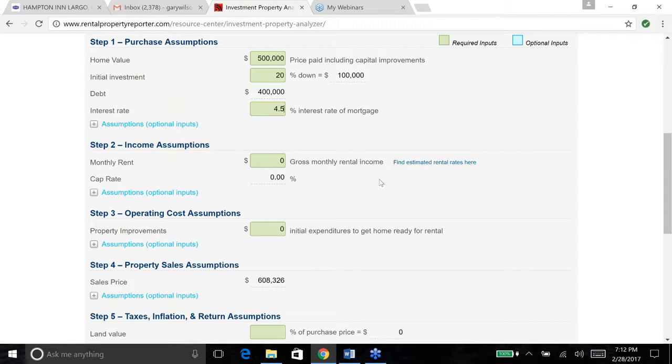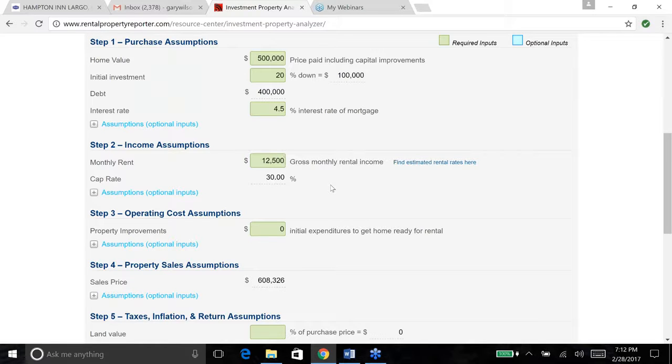Monthly rent. This is your gross rents coming in before any deductions. So let's assume this is a 5-unit building bringing in maybe $2,000, let's say $2,500 a month. So that is 12,500. That's gross monthly receipts.